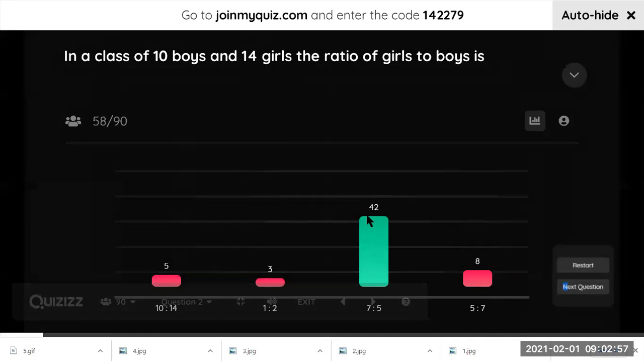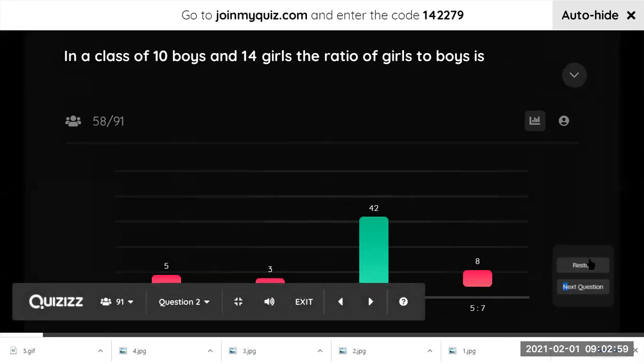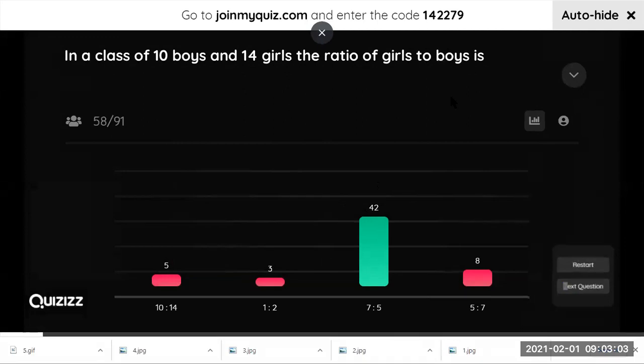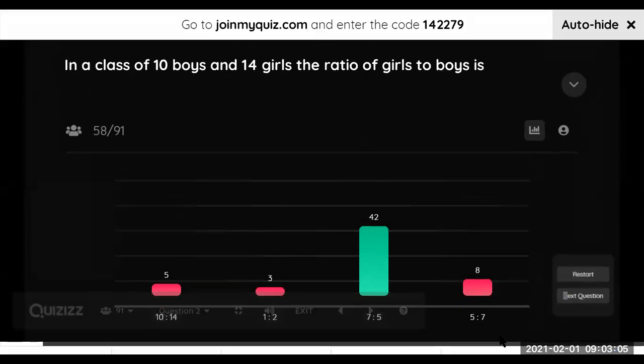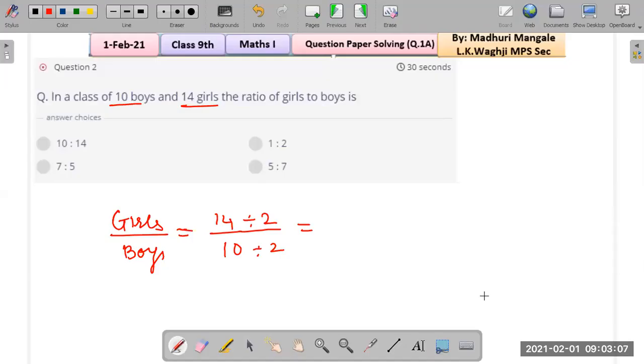We can see 42 of you have got it right. Very good, students. You all are doing great. Let us check the next question now. So question number 3. Move back to which screen? To the Zoom screen. Here 14 divided by 2 was 7 over 10 divided by 2, that is 5. So always write the first number first, second number second. So the ratio was 7:5. Okay, this is the correct answer.